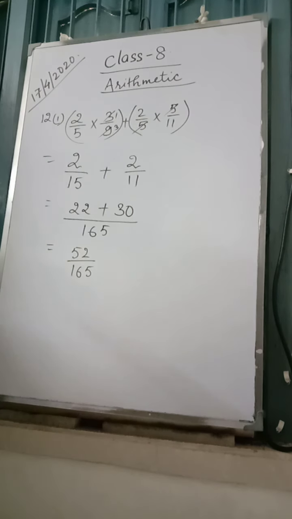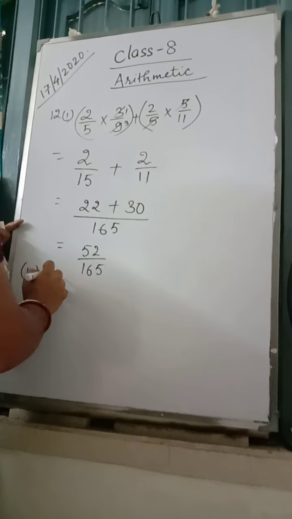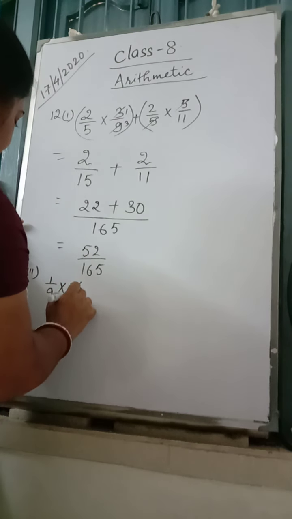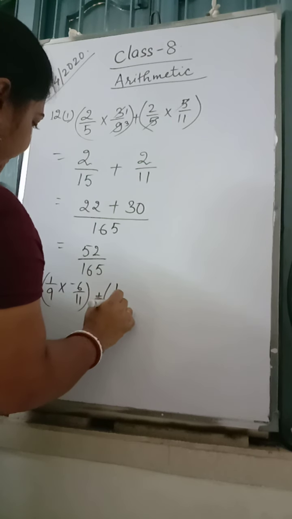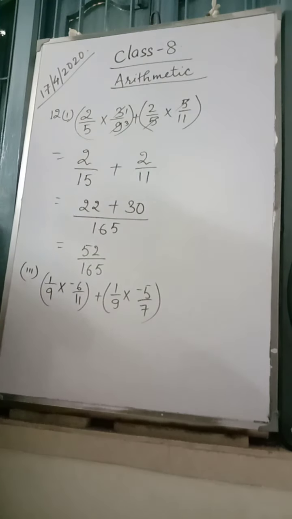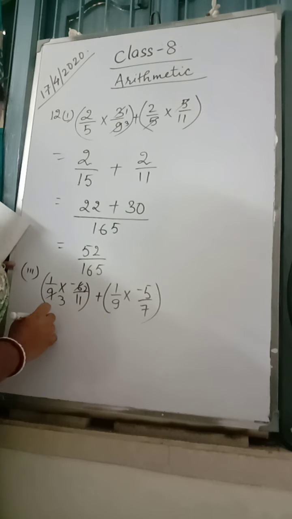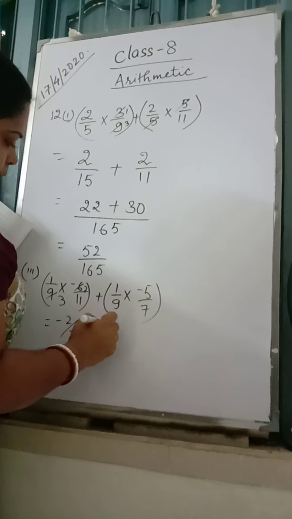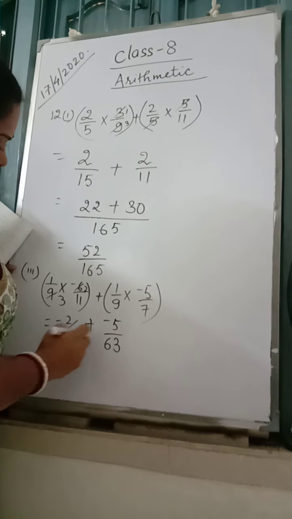Look at 12.3. The question is 1 by 9 into minus 6 by 11 plus 1 by 9 into minus 5 by 7. Here I can reduce. 3 2s are 6, 3 3s are 9. So this gives you minus 2 by 33 plus minus 5 by 63.